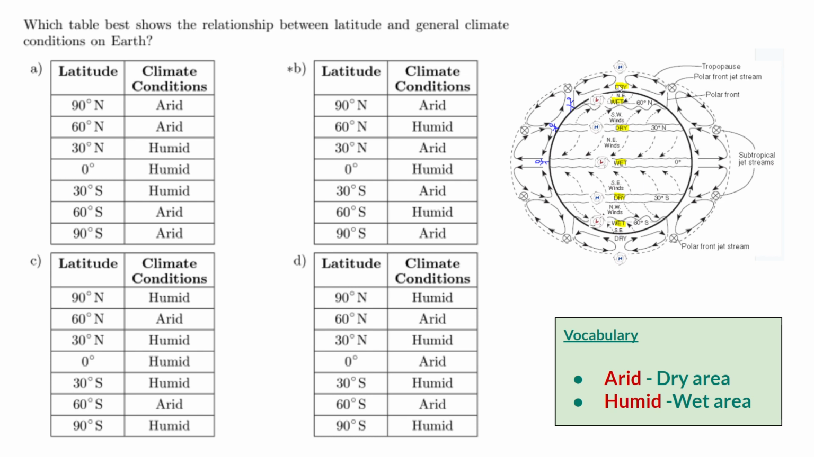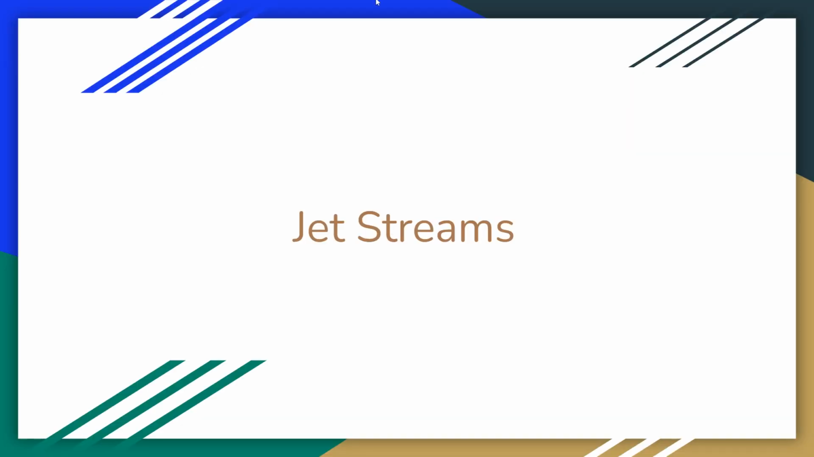Notice that they don't tell you that this is 90-degree north and south, but the north and south pole are always 90 degrees latitude. So in the next video, we'll talk about jet streams.